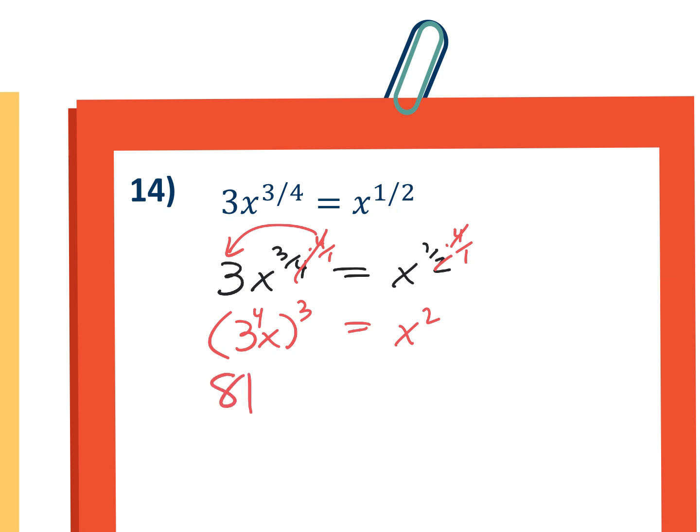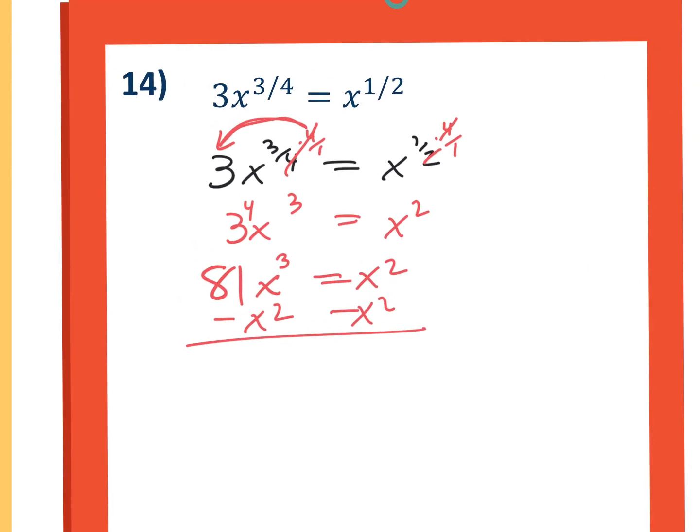All right, so don't forget that this power of 4, it canceled the fraction, but it also needs to still go on the 3. So 3 to the 4th is 81. And then this will become x cubed. So actually, what I could have done is get rid of the parentheses. And then equals x squared. I need to move this over. And I get 81x cubed minus x squared equals 0.